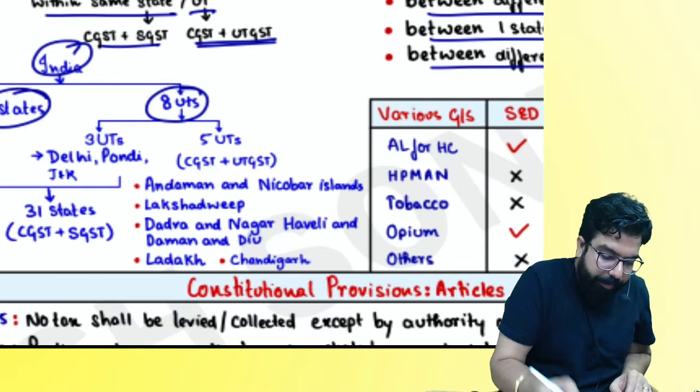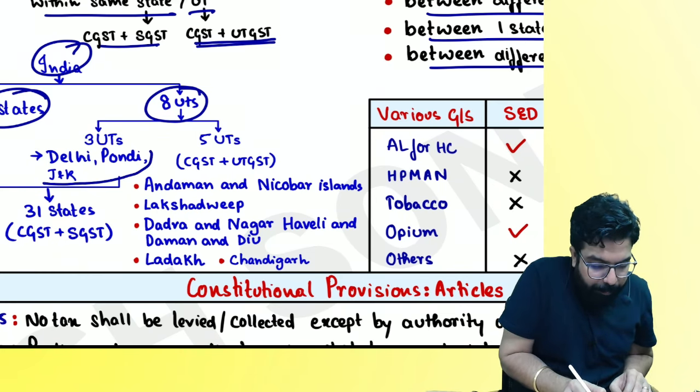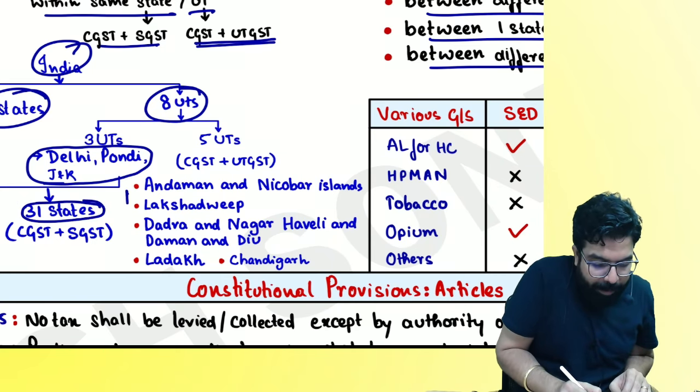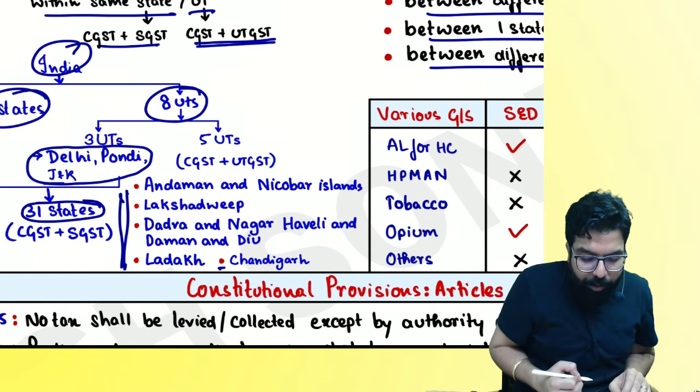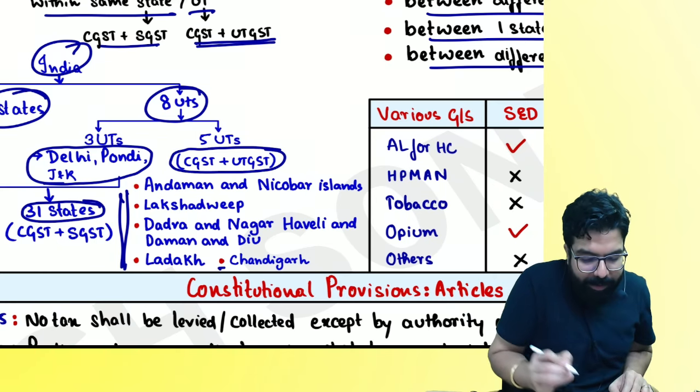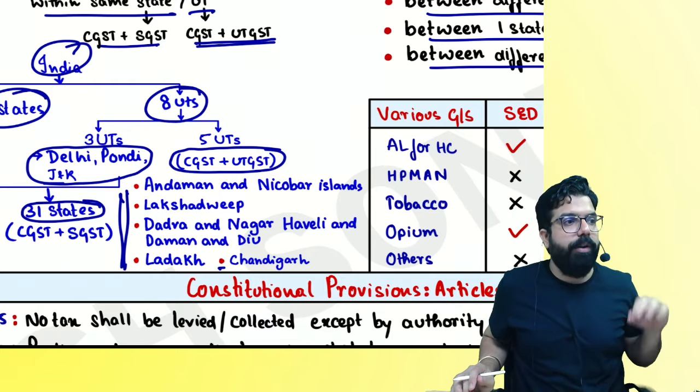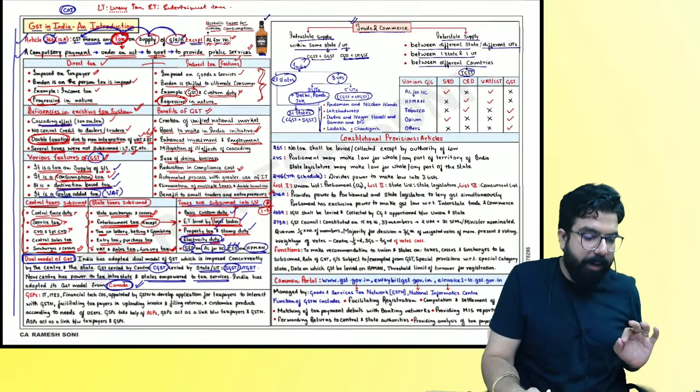Okay, everyone. Next. Delhi, Puducherry, I have written over here. How many states? 31. How many UTs? 5 UTs. Whenever a transaction is happening in a UT, we'll always charge what, everyone? CGST and UTGST. Are we all 100% clear with this?